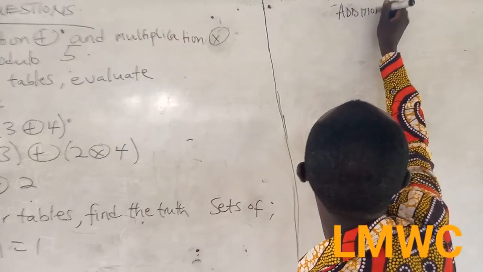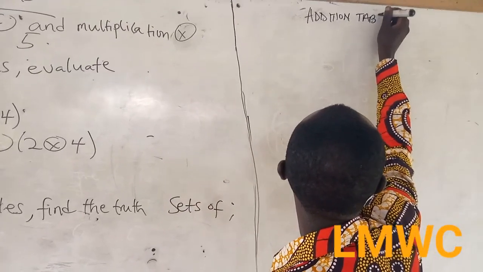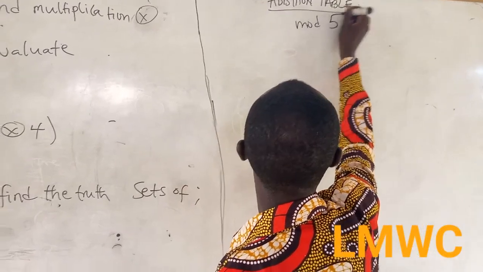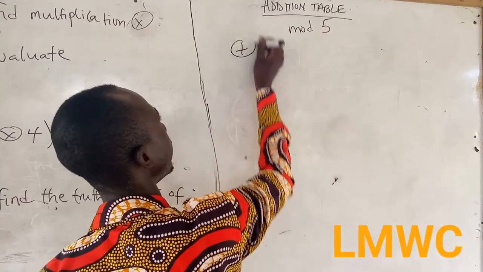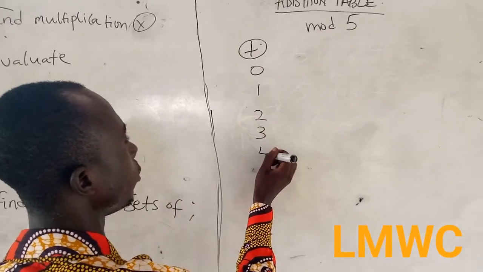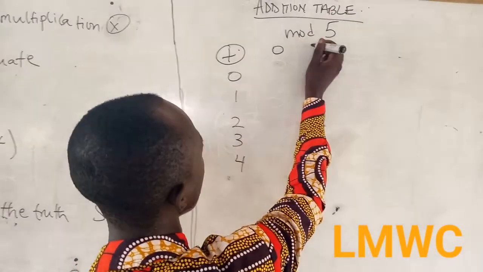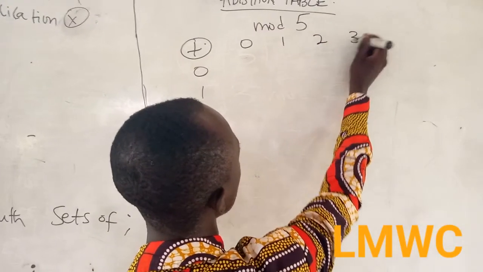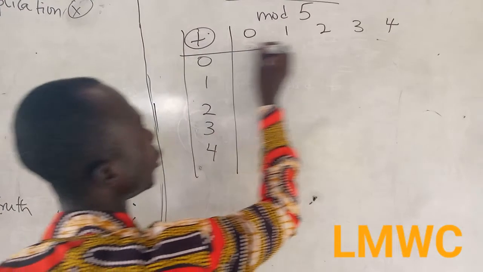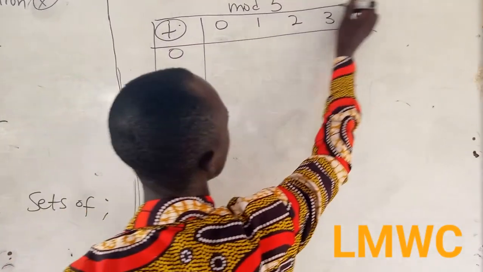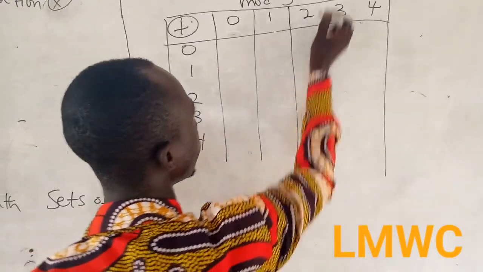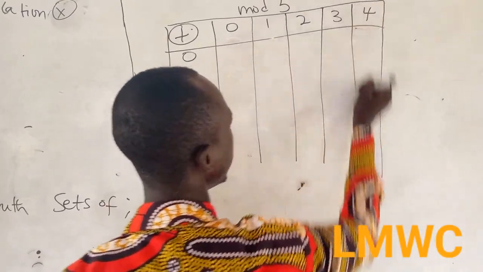Addition table, mode 5. You write your addition sign here, then 0, 1, 2, 3, 4 horizontally and 0, 1, 2, 3, 4 vertically. You write the same numbers, both vertical and horizontal: 0, 1, 2, 3, and 4.